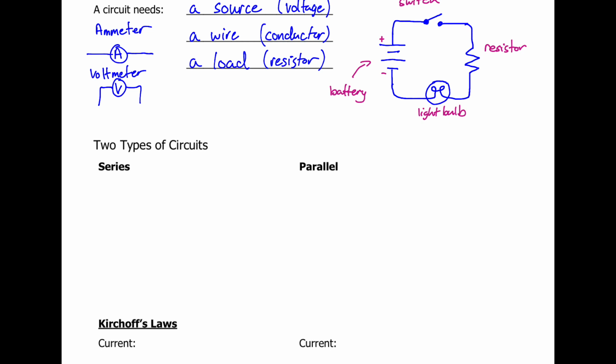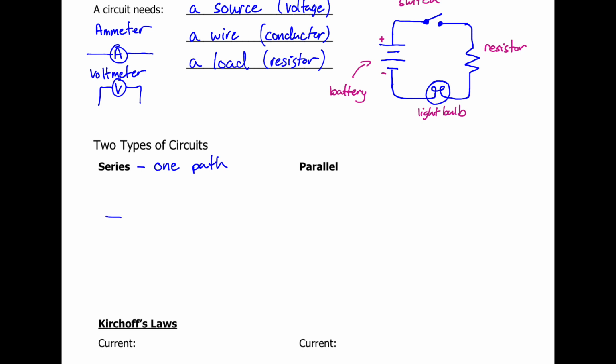Okay, there are only 2 types of circuits, and then combinations of those 2 types of circuits. This is just the 2 types. One is really boring, which is the series, which is 1 path. There's 1 path for a series circuit.